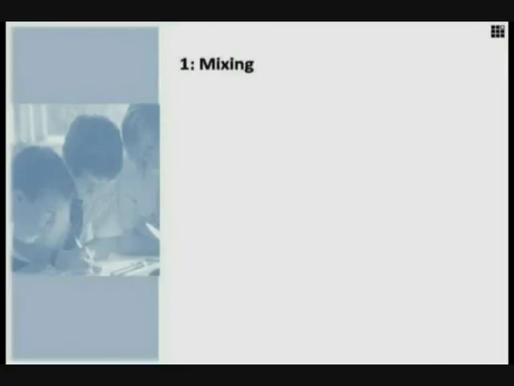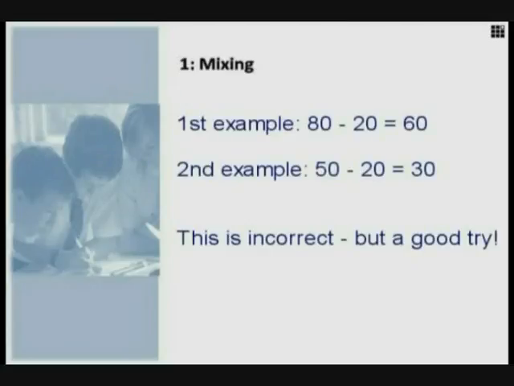I like what this girl is trying to do here. She's trying to see the bigger picture. She noticed that if you took away the smaller temperature, the lower temperature, from the higher one in each of the examples, you got the right answer. If you took away 20 from 80, you ended up with the right answer of 60. And if you took away 20 from 50, you ended up with the right answer of 30.